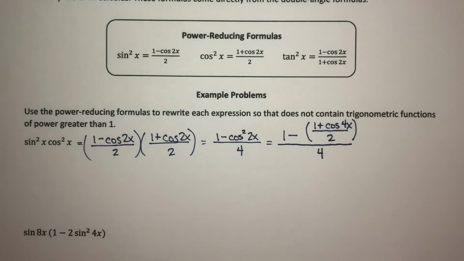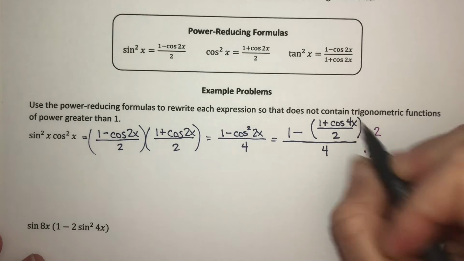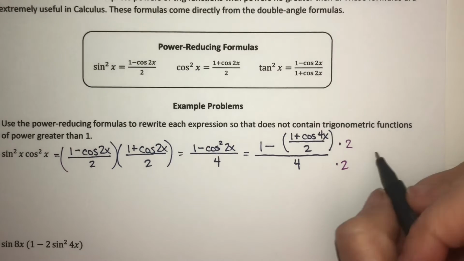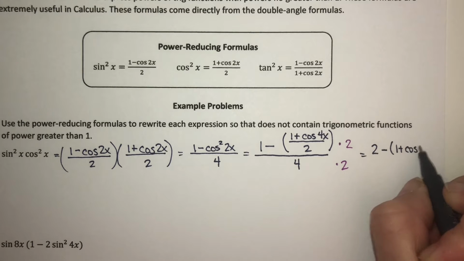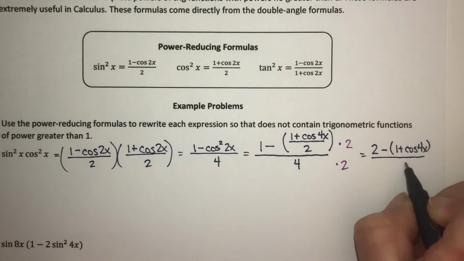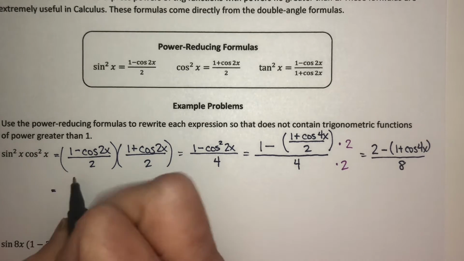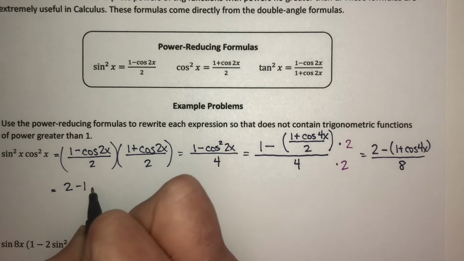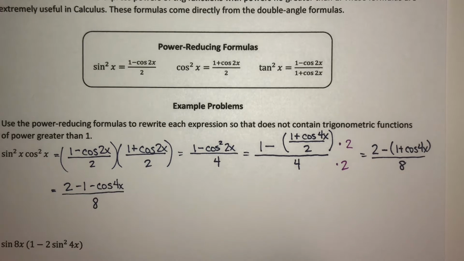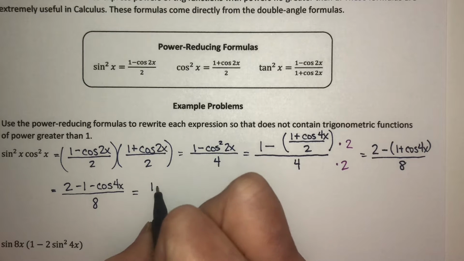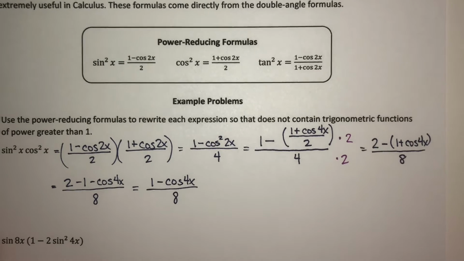Now what I'm going to do here is multiply top and bottom of this fraction by a 2. And I get 2 minus 1 plus cosine of 4x over 8. Now distribute the negative. 2 minus 1 minus cosine of 4x over 8, which simplifies to 1 minus cosine of 4x over 8. And that is the answer they are looking for.